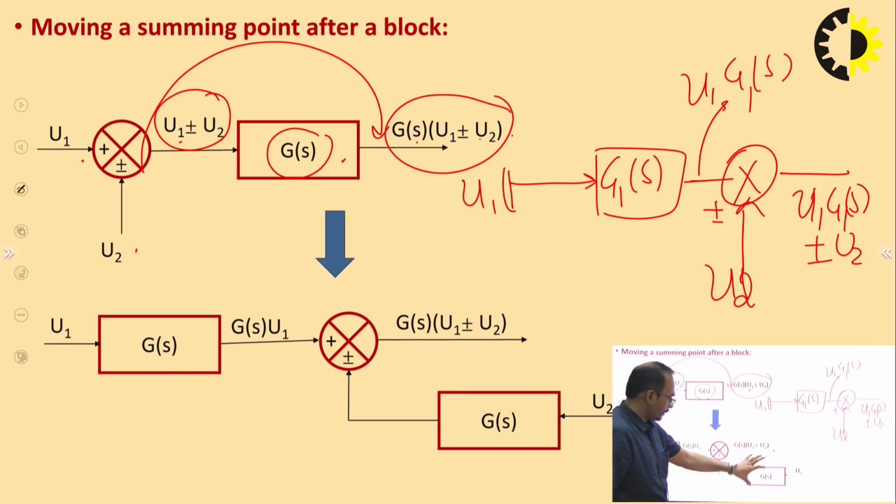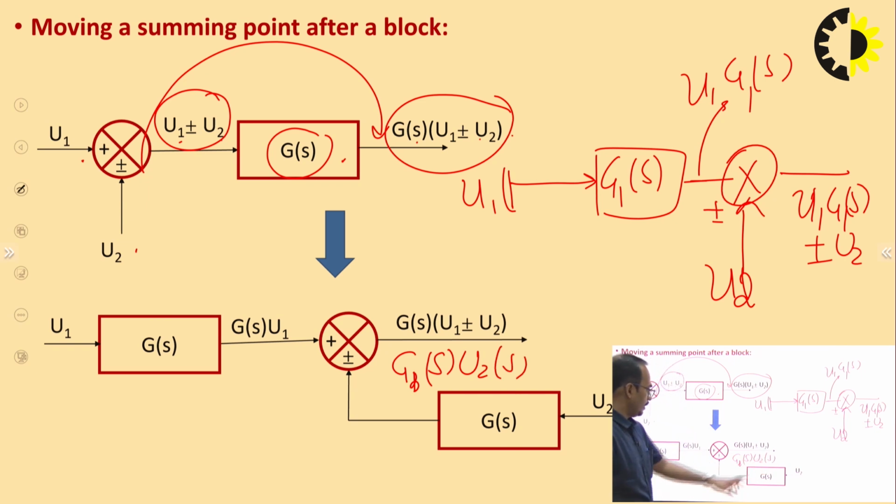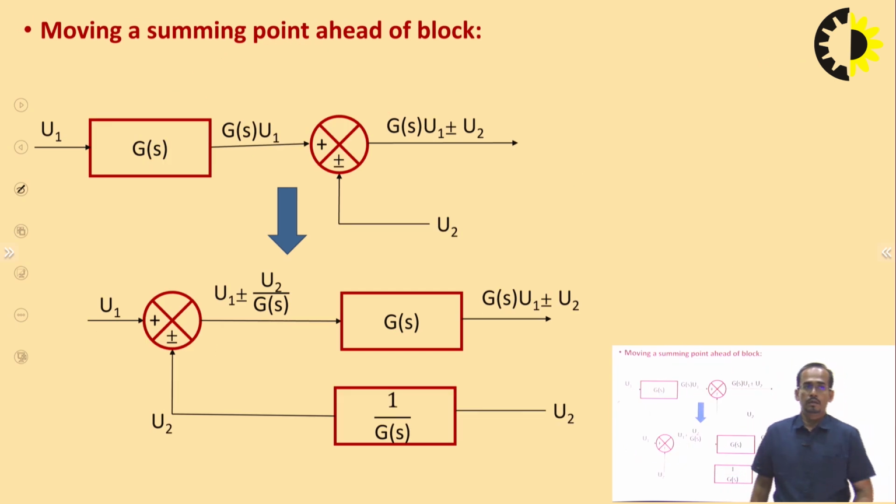So what do I have to do? I will multiply the gain of that block, after which I am shifting the summing point. So here I will get G(s) multiplied by u2. Now if you see here, I will get G(s) times u1 plus minus u2, that is my desired output. So in this way we can shift the summing point after the block.